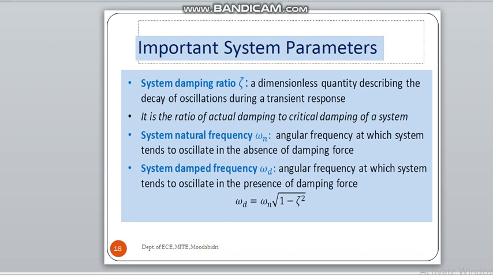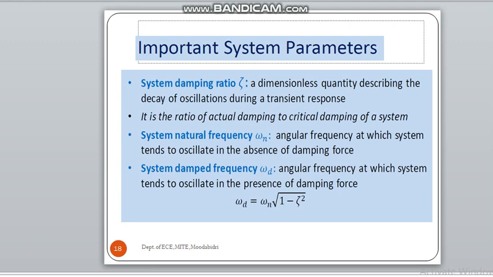The next one is omega n, the system natural frequency. It is the angular frequency at which the system tends to oscillate in the absence of a damping force. So omega n is the natural frequency. In the absence of a damping force or damping ratio zeta, the system would oscillate at omega n.